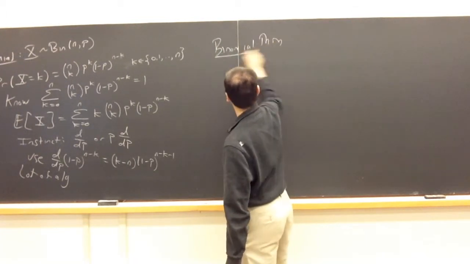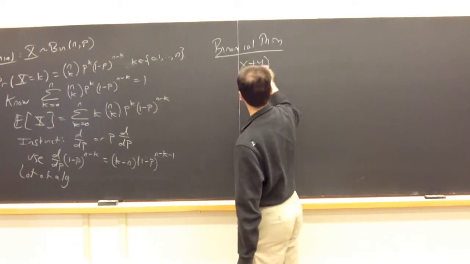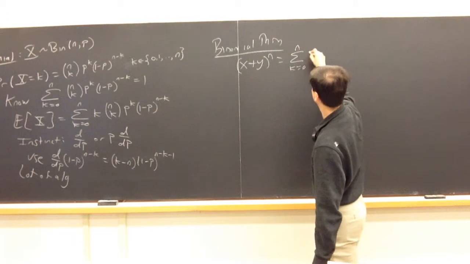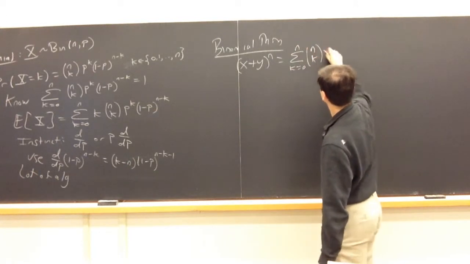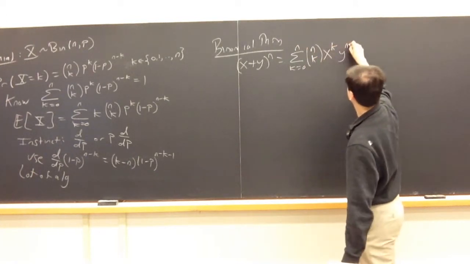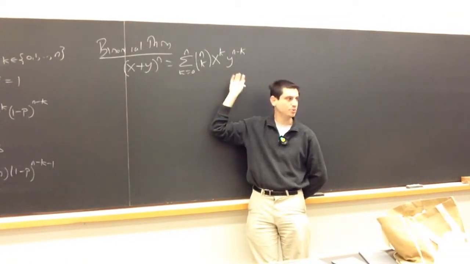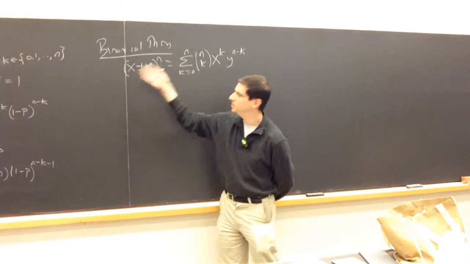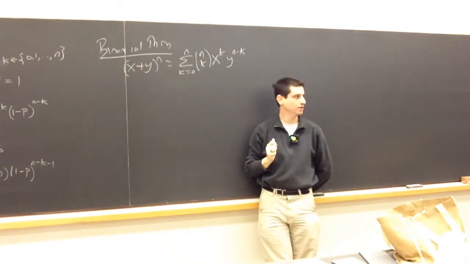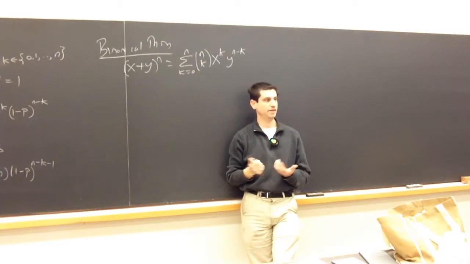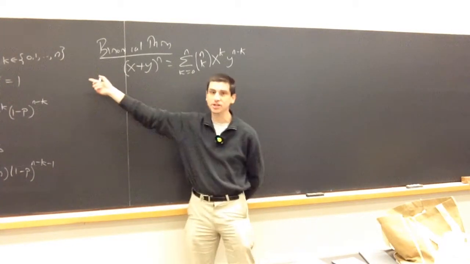Problem with the blackboard line being there. (x plus y) to the n is the sum, k goes from 0 to n, n choose k, x to the k, y to the n minus k. Now for us, when we want to use the binomial theorem, let's take x to be p and y to be 1 minus p. When we do this, x and y are related. And if I then take the derivative with respect to p, I've got to use the product rule.